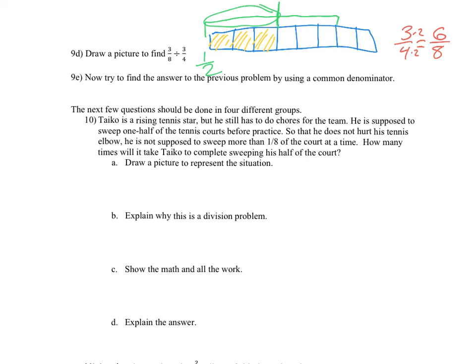Let's go ahead and try the algorithm where we can do 3/8, and instead of dividing by 3/4, we're going to multiply it by 4/3. 3 goes into 3 one time, 4 goes into 4 one time, 4 goes into 8 two times, and we multiply across and we get 1/2. Sure enough, our algorithm matches our conceptual understanding of what it means to divide 3/8 by 3/4.